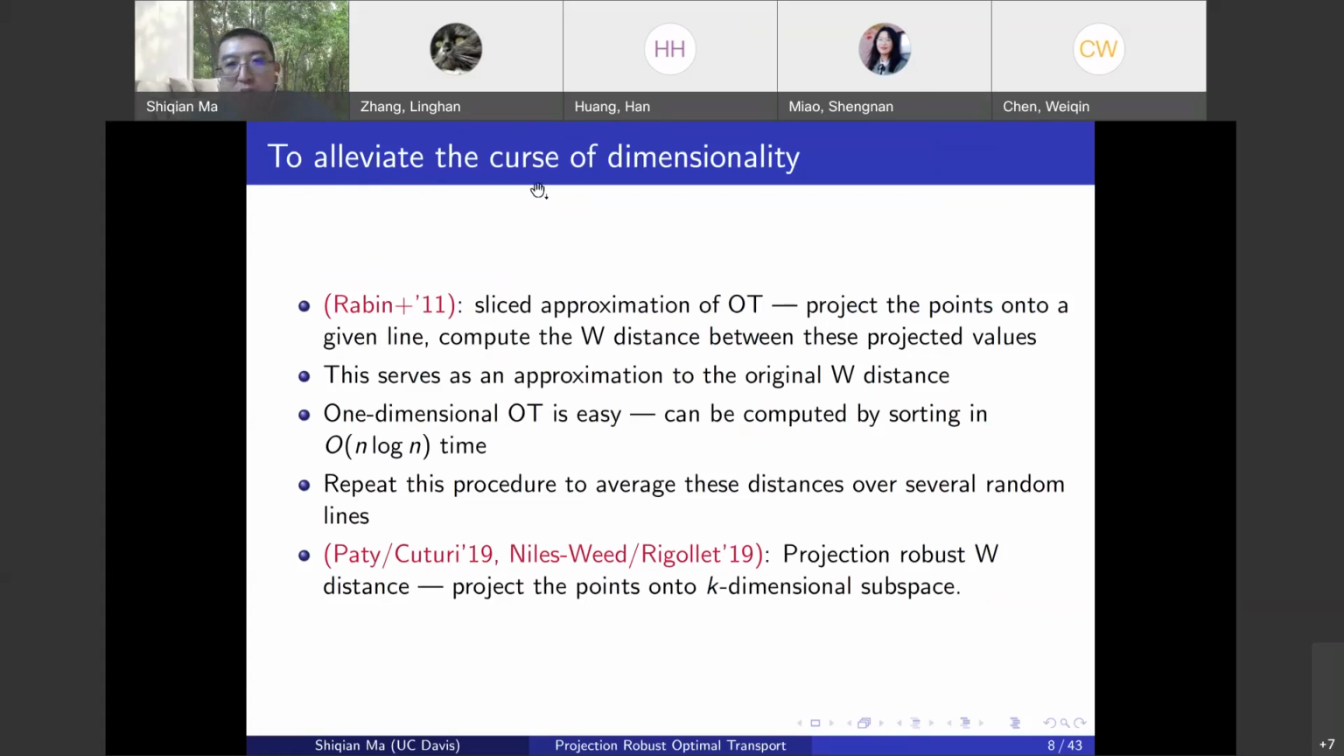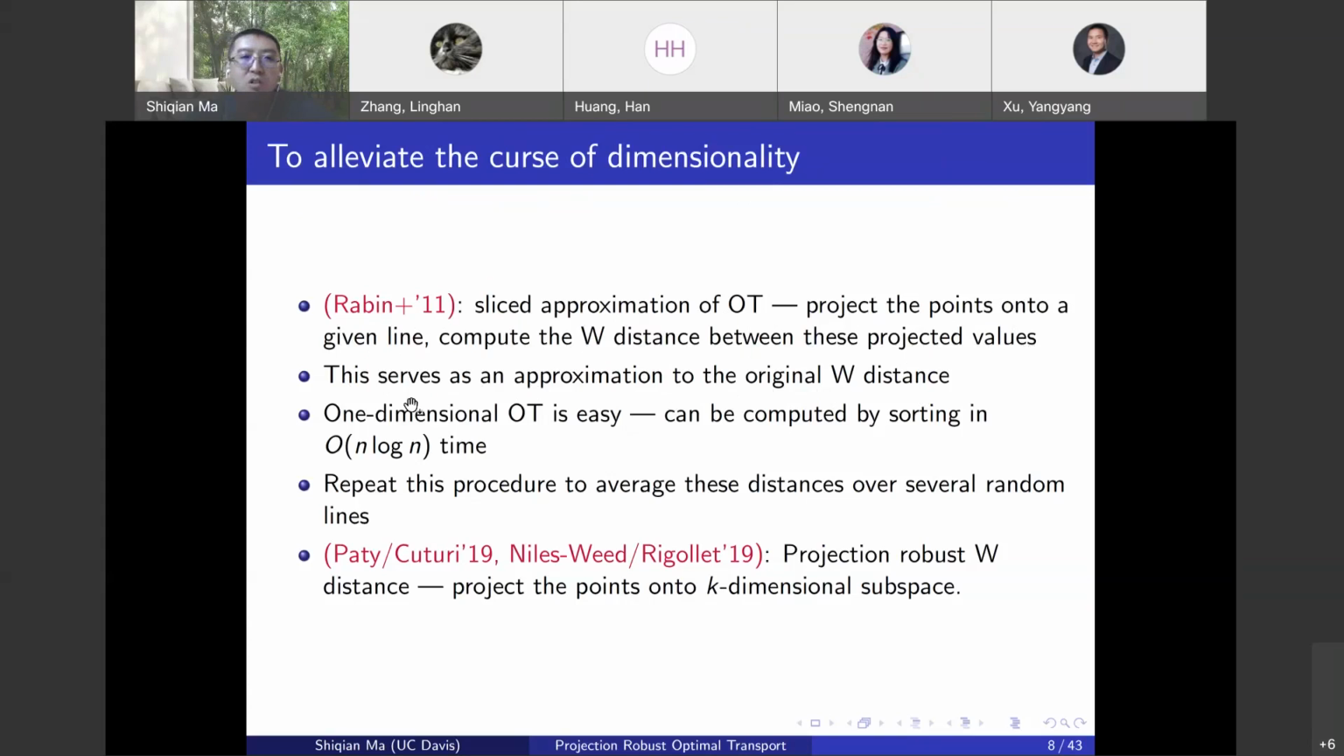To mitigate this curse of dimensionality, there are already some works for this purpose. For example, this work by Rabin et al. They proposed to use the so-called sliced approximation of optimal transport. Their idea is to project your sampled data points onto a given line, and then you compute the Wasserstein distance between these projected values. This can serve as an approximation to the original Wasserstein distance.